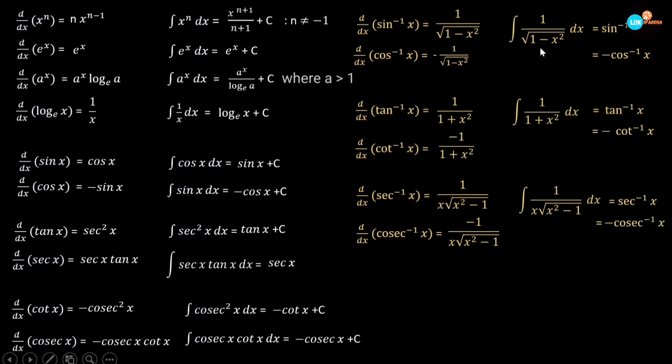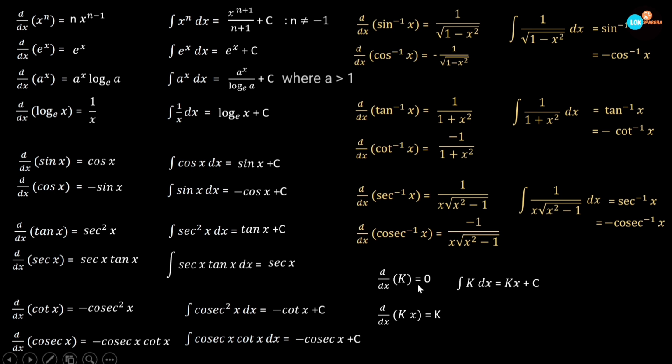So here you can observe there are two formulas for the integral of 1 divided by root 1 minus x square, that is sin inverse x, as well as minus cos inverse x. The integral of 1 divided by 1 plus x square is tan inverse x, as well as minus cot inverse x. The integral of 1 divided by x root x square minus 1 is sec inverse x, also minus cosec inverse x. And now the next one is the derivative of a constant.